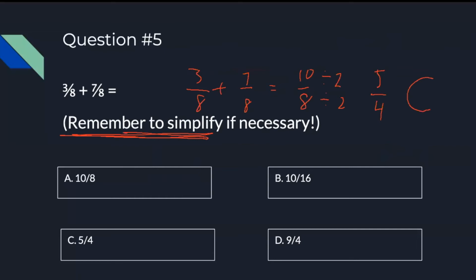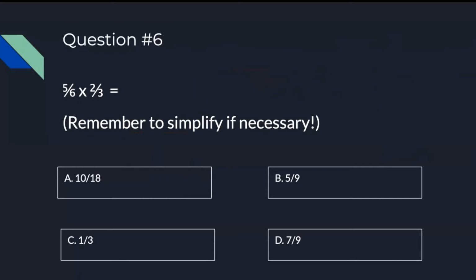Okay, on to the next one. Is everyone ready? Question number 6. 5 over 6 times 2 over 3, right? So I'll give you guys a minute and a half for this. So be careful. And remember to simplify. That is very key. What will 5 over 6 times 2 over 3 give us?